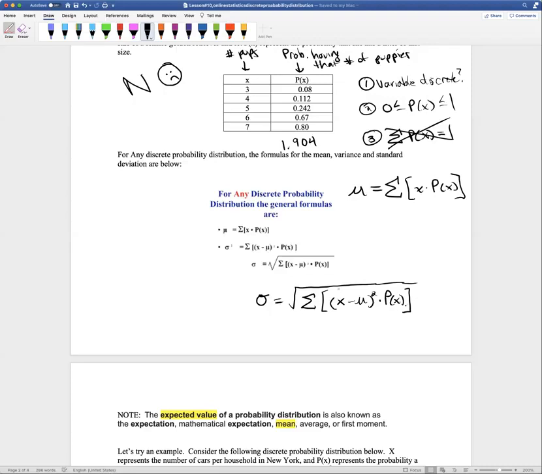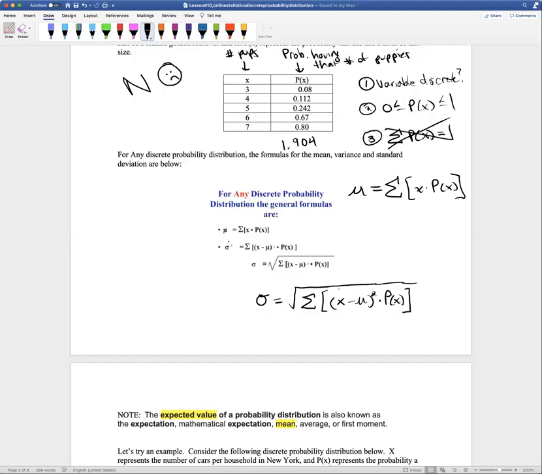So it's similar to where we didn't have the P of X. Instead, we had divided by N when we were talking about finding the standard deviation of a data set. It's similar to that, right? The structure is a little similar to that. Instead of dividing by N, we're multiplying each one of these by the probability that that variable occurs.